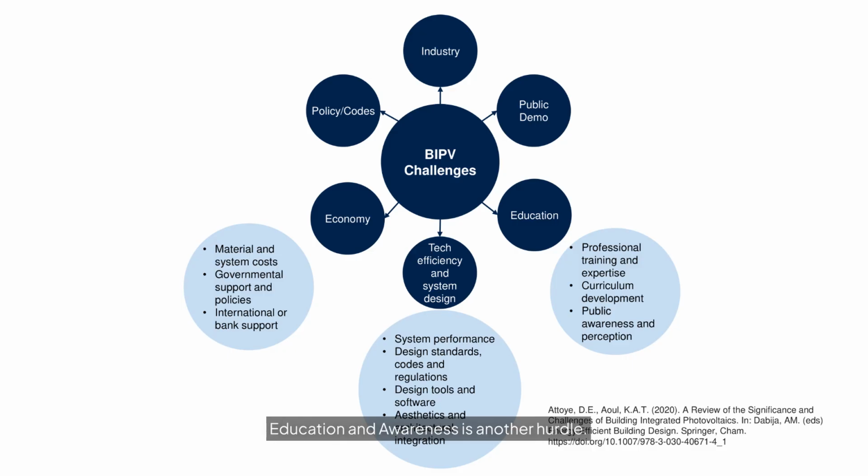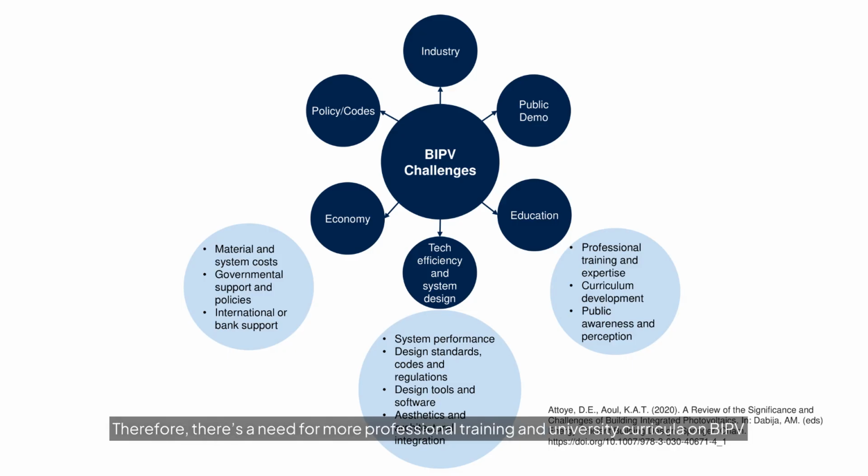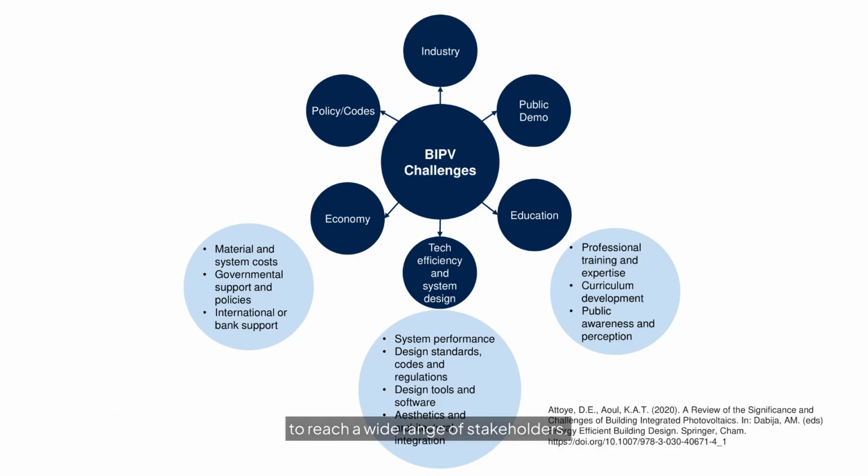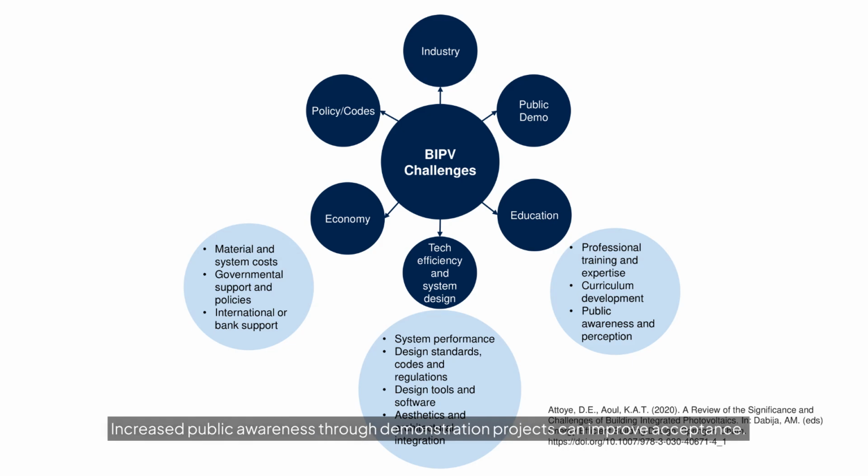Education and awareness is another hurdle. There are many knowledge gaps and a lack of experience in the design, installation, as well as operation and maintenance of BIPV systems. Therefore, there's a need for more professional training and university curricula on BIPV to reach a wide range of stakeholders. Increased public awareness through demonstration projects can improve acceptance. Having more high-profile demo buildings can dispel doubts and allow people to see and experience BIPV's benefits firsthand.